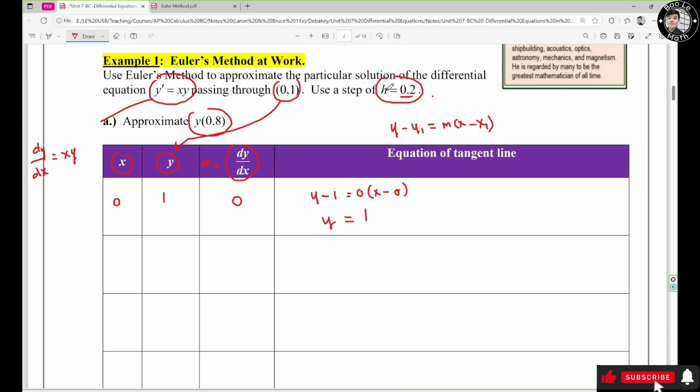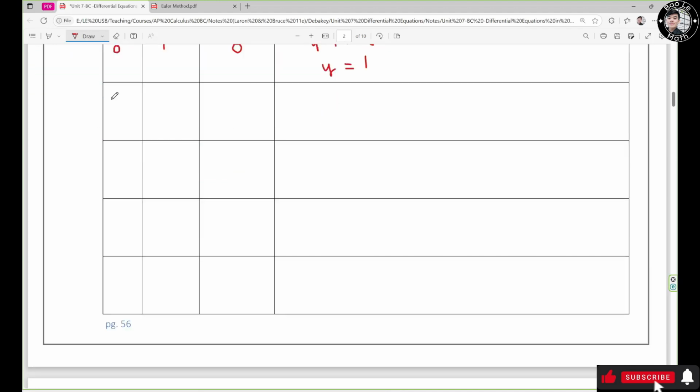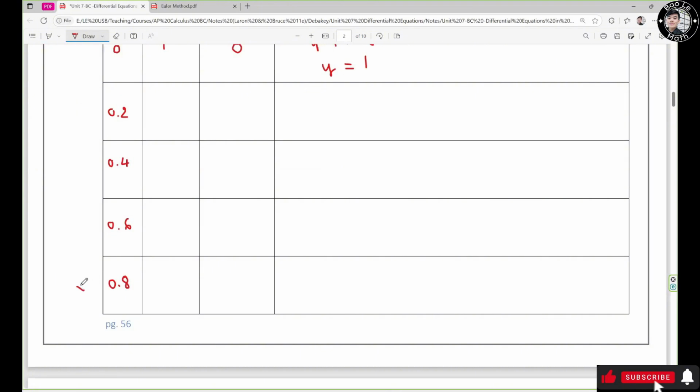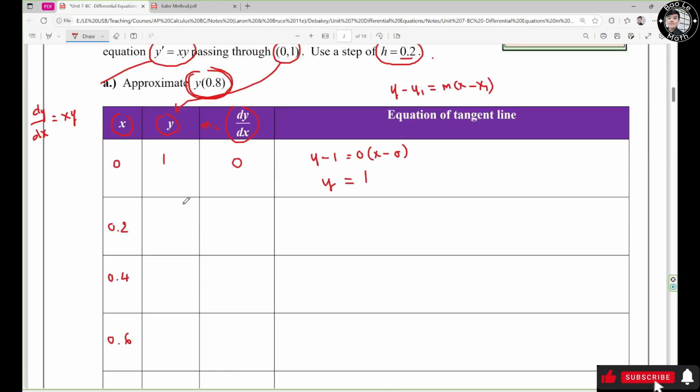Now, since you have step size h equals 0.2, you're going to keep adding 0.2 to the x column each time, so it's going to be 0.2, 0.4, 0.6, and 0.8. You're going to stop right here. Why? Because the question asks you to calculate y of 0.8, so this is where you stop. Now you just got the new value of y right here, so you put y over here. It's going to be 1.